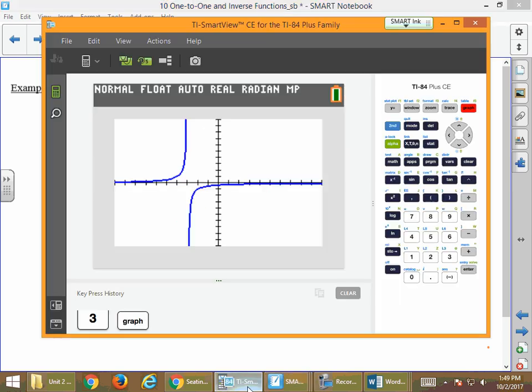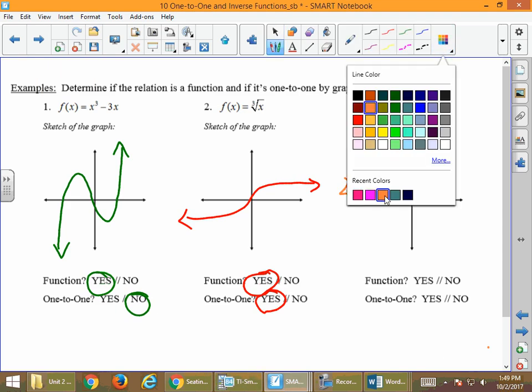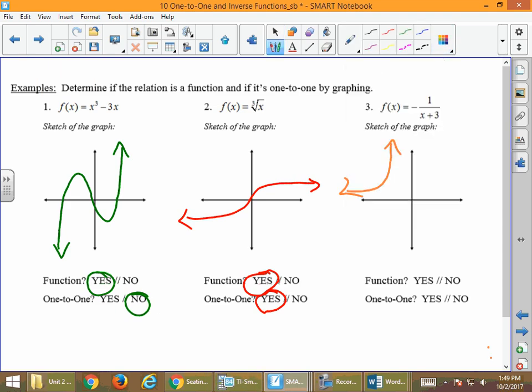And then look at the picture again. Yep. Something like that. Is this a function? Yes, it still passes the vertical line test. There's no vertical line that ever touches that graph more than once. Is it 1 to 1? And it also is 1 to 1. It passes the horizontal line test.